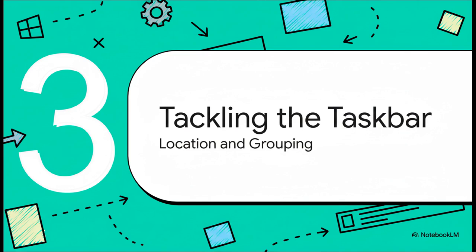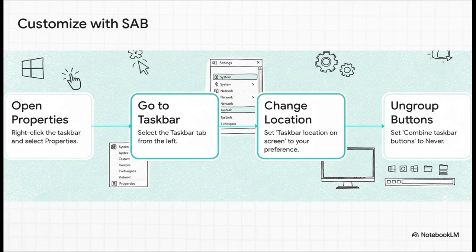Next up, let's talk about the taskbar itself. Unlike Windows 10, you can't just move it to the top or sides of your screen anymore. And that option to ungroup icons, well, that's a pretty recent addition that a lot of users still don't even have access to. And once again, Start All Back comes to the rescue. In its Properties menu under the Taskbar tab, you can easily change its location. And more importantly, you can set it to Never Combine Taskbar buttons. That way you can see all your open windows at a glance, just like in the good old days.